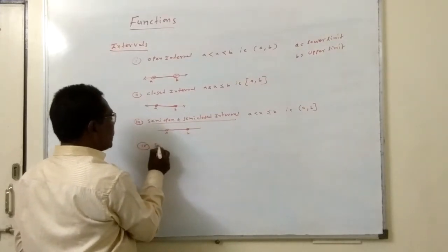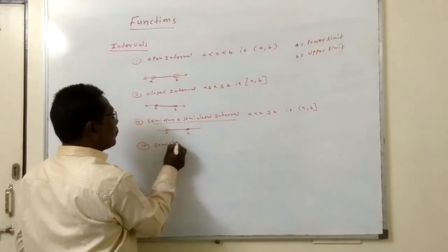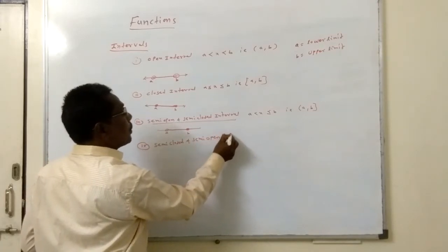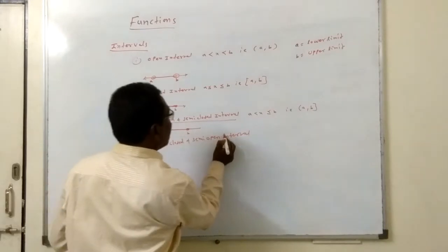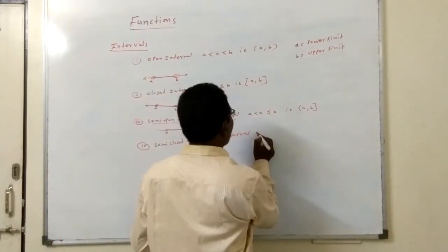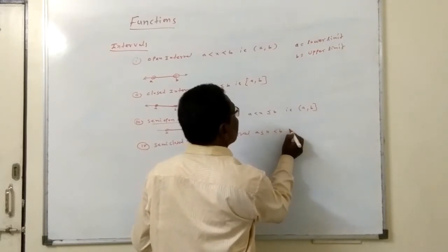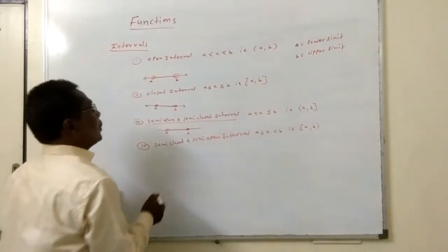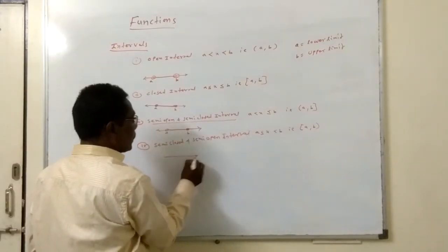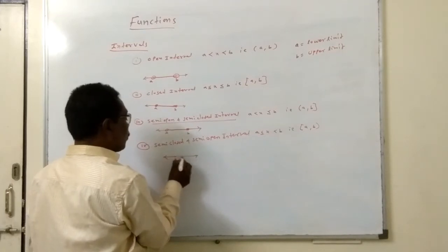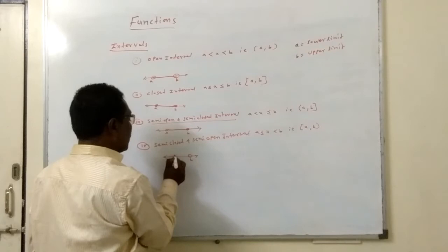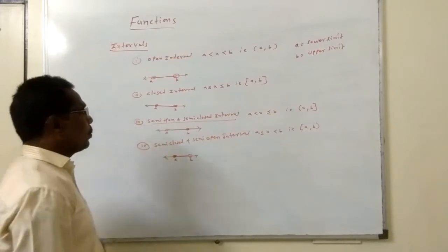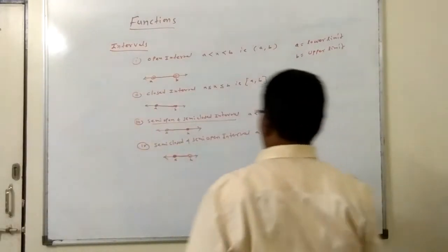Fourth type of interval, semi-closed and semi-open interval. So a less than or equal to x less than b, that is square bracket a and round bracket b. Here the lower limit a is included but the upper limit b is not included. So this takes the values like this. These are the different types of intervals.